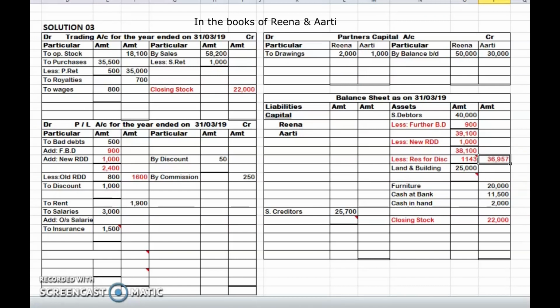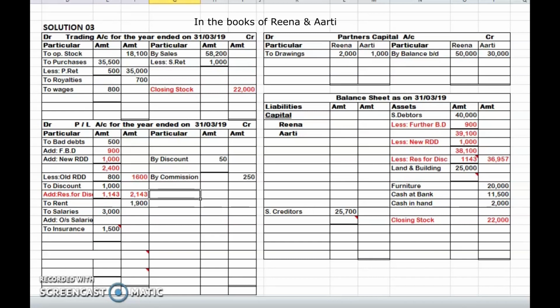Students, please note that reserve for discount on debtors, this adjustment should be done after giving effects for further bad debts and new RDD. Now let's give the debit effect. That will be debit side of profit and loss account, add in discount. Students, if there is no amount of discount in the profit and loss account, you can just write it as to reserve for discount on debtors and write the amount in the outer column.